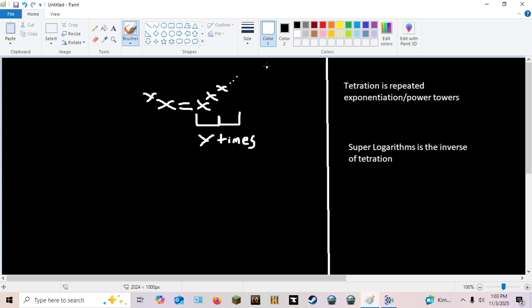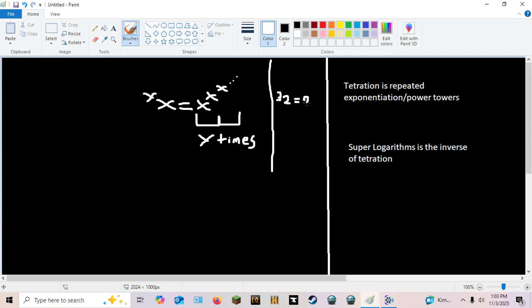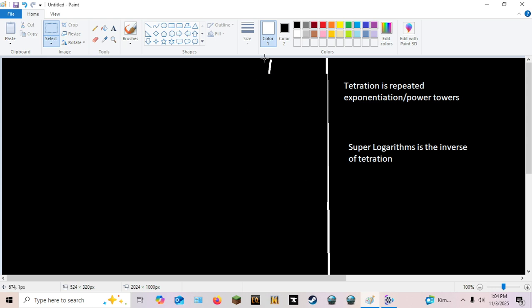For example, 2 tetrated to 3 equals 2 raised to 2 raised to 2, which equals, you gotta evaluate it from up to down, you gotta know that too, which equals: 2 squared is 4, so that means 2 raised to the 4th power, which equals 16. Okay? That's the first thing you gotta know about tetration.